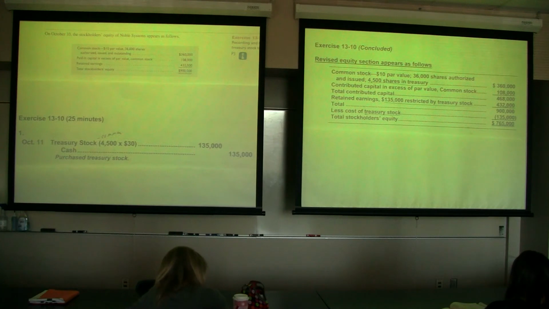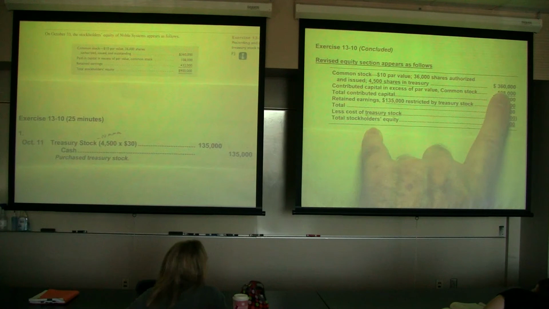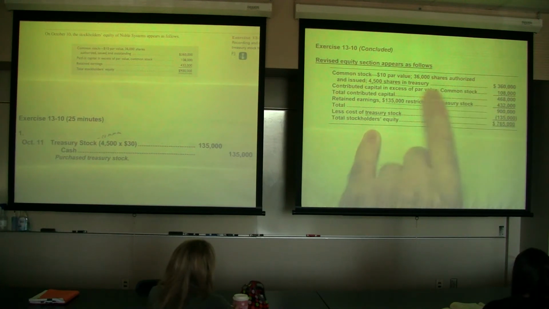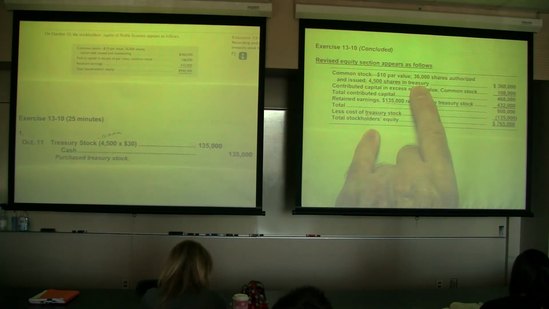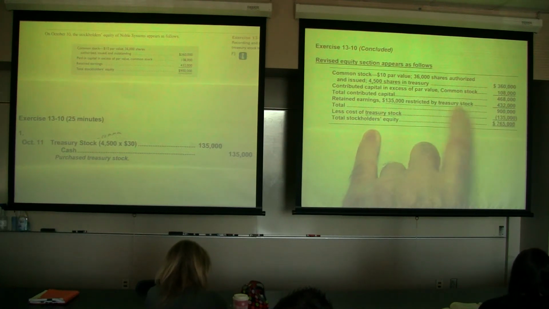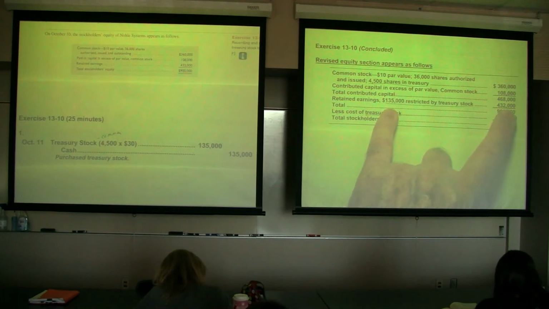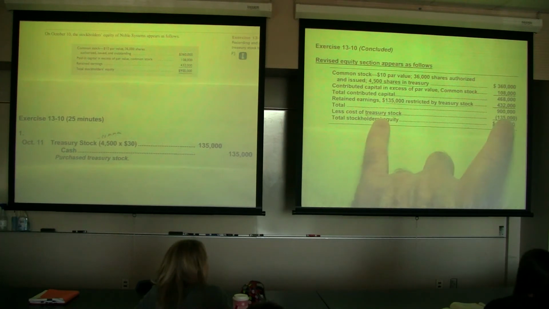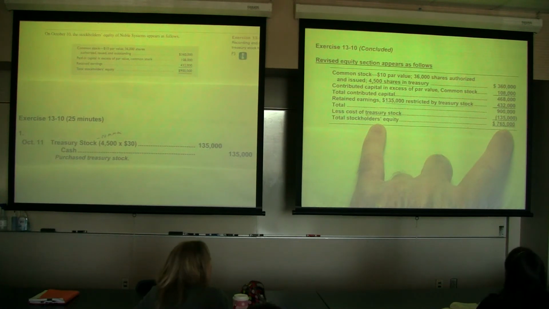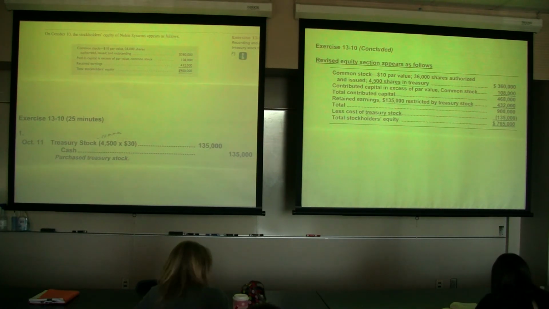So here's how it's reported, okay? The common stock is unchanged, but it reports the treasury shares here. It reports that the value of the treasury shares will restrict the retained earnings, but it doesn't change the number. Then it reports the treasury stock down here and lessens the equity by the treasury stock. So that's what it looks like down in the stockholders' equity section. This is a balance sheet. It's the stockholders' equity section, which is the owner's equity section of the balance sheet. That's what it looks like.